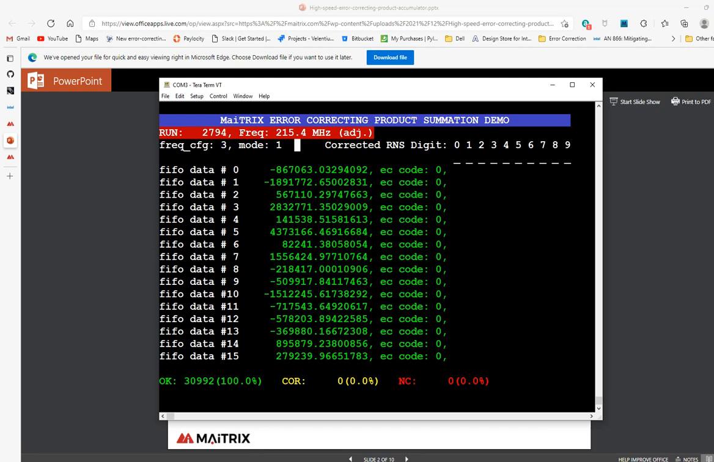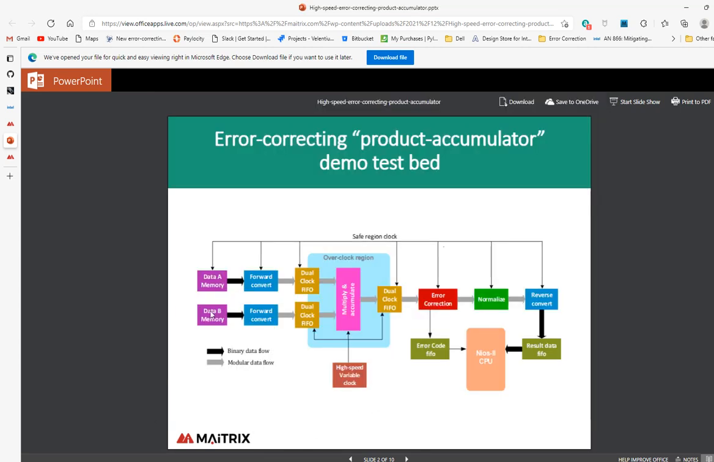Now, also note in the upper top red, the frequency set here is 215 megahertz. I'm going to highlight that here. This is the frequency at which the product accumulator is running. Note that the other parts of the product summation or the error correcting pipeline are basically not being overclocked.